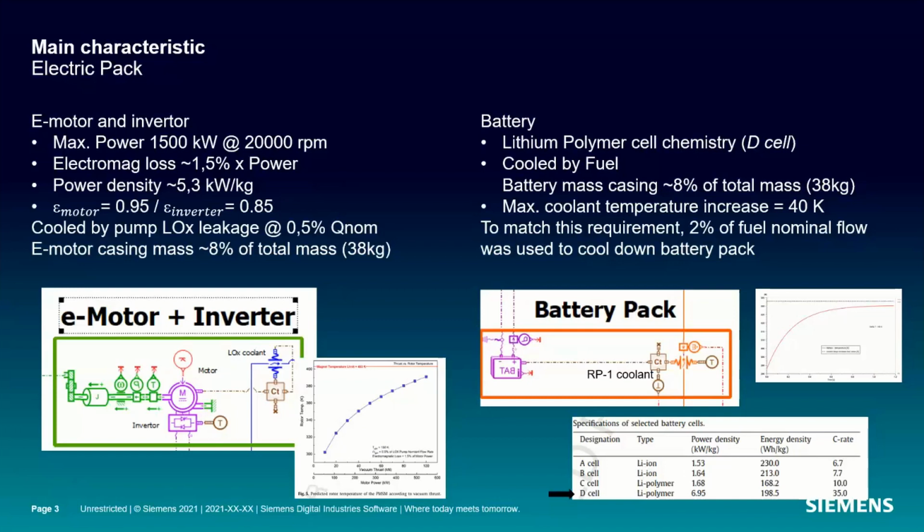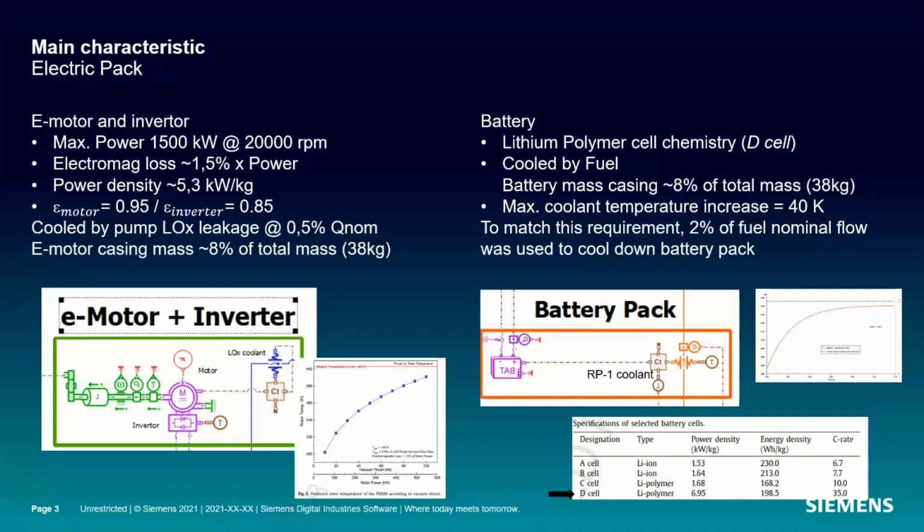And then from the battery side, we had a specific cellular chemistry. It was a D-cell lithium polymer cell chemical design. It was cooled by the fuel, with the battery mass that we talked about before, and a specific maximum cooling temperature increase of 40 Kelvin.